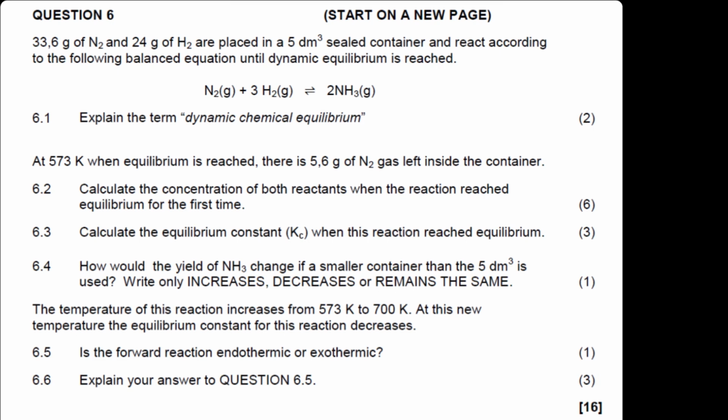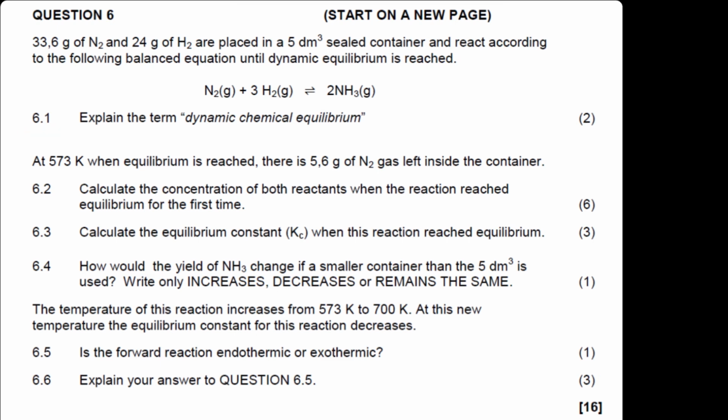Let's cut to the chase. 33.6 grams of nitrogen and 24 grams of hydrogen are placed in a 5 cubic decimeter sealed container and react according to the following balanced equation until dynamic equilibrium is reached. Now, here's the balanced equation.